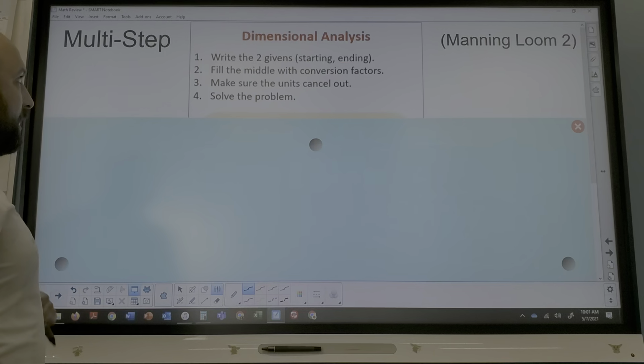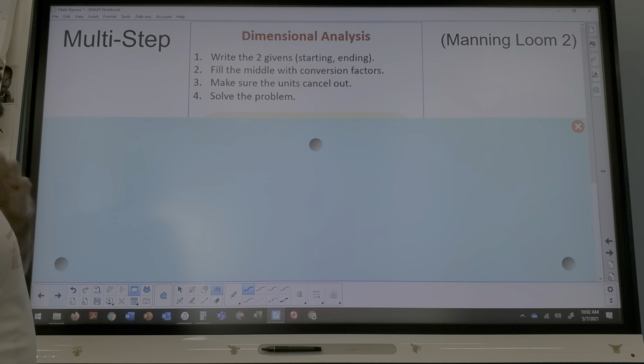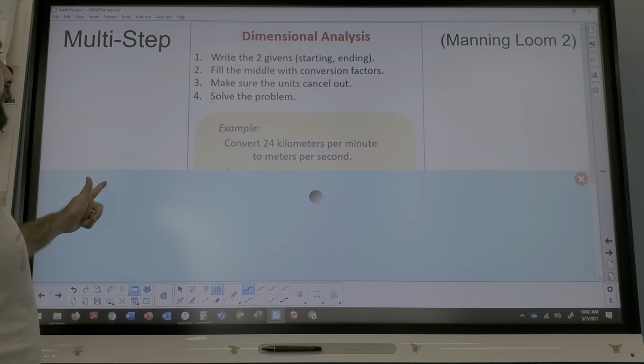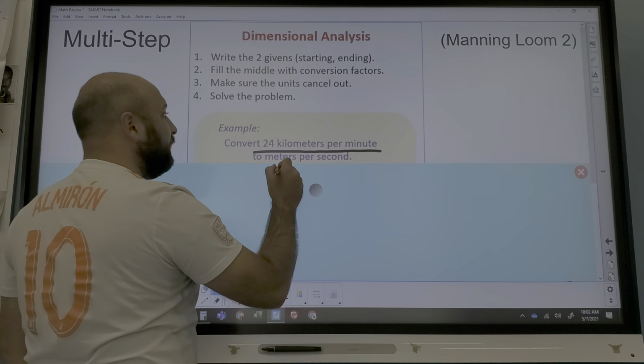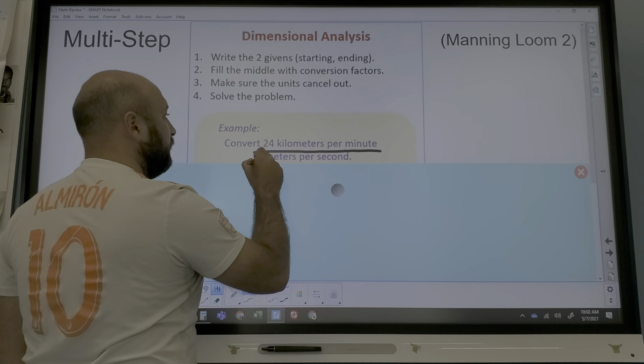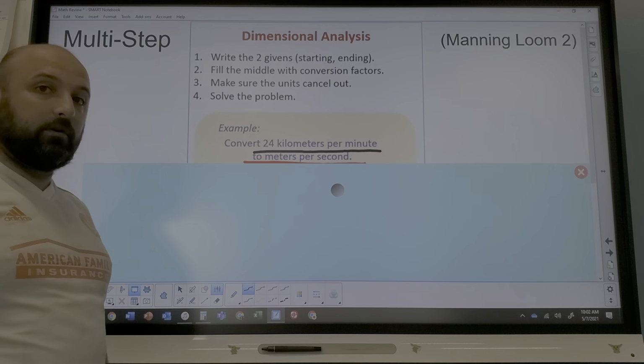But it gets more complicated, like the bigger level we go to. So in this case, please pay attention to actual dimensional analysis. Okay, it says this: convert 24 kilometers per minute into meters per second. All right, 24 kilometers per minute into meters per second.